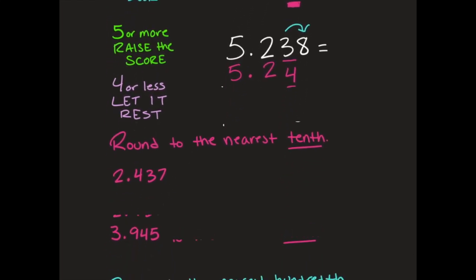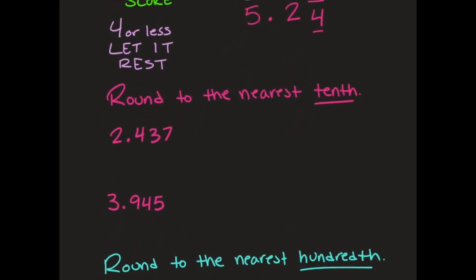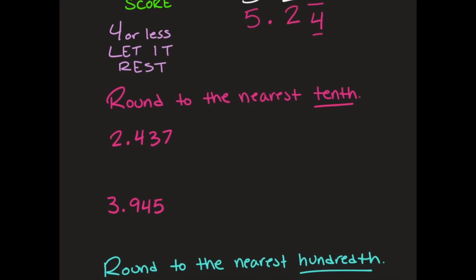So let's practice a few here. The first one is round to the nearest tenth. Again, I mark my tenth, which is a 4. Then I'm going to look next door at that 3. Now remember, 5 or more, raise the score. 4 or less, let it rest. Because it's a 3, I'm going to let it rest, so that 4 is going to stay the same. When I'm done, my answer is 2 and 4 tenths. Remember, whatever that underlined number is, that's where your number is ending. So that 3 told me to keep the 4 the same.